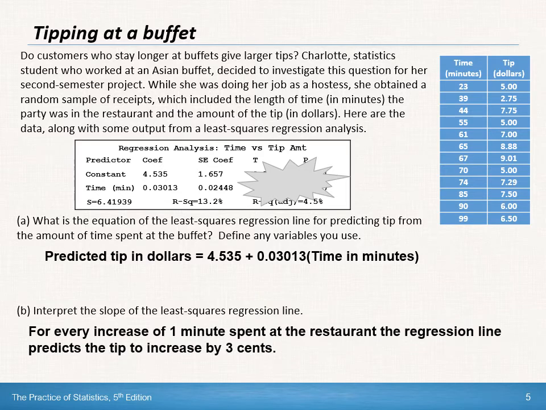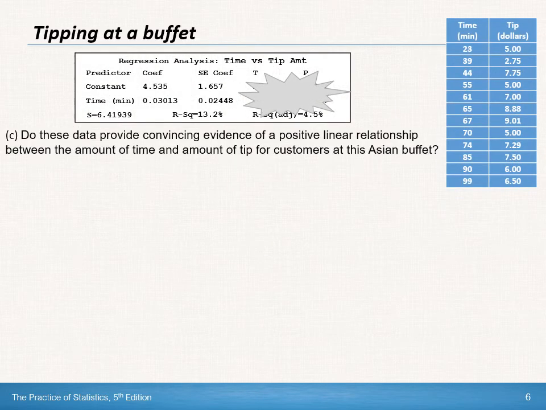All right, so the slope is 0.03, and so that means that for every increase of 1 minute spent in the restaurant, the regression line predicts a tip to increase by about 3 cents. All right, so you can see that agrees with the Minitab printout.